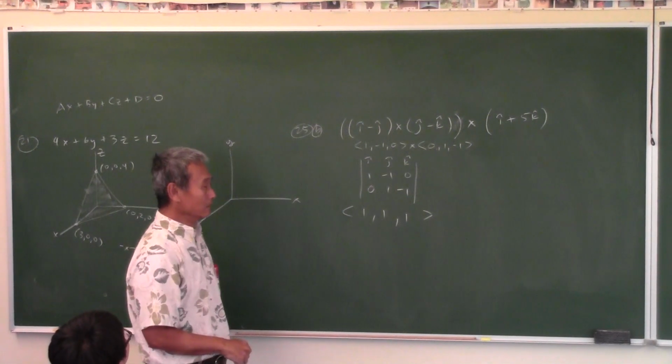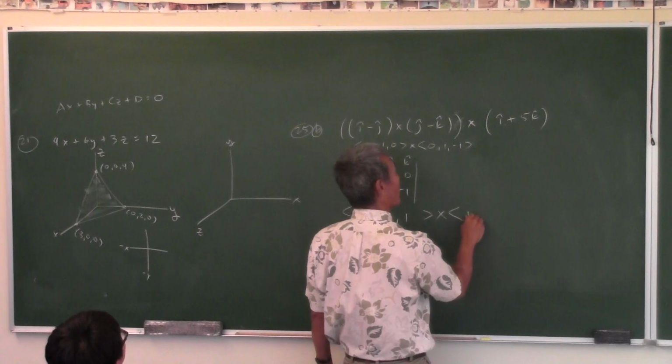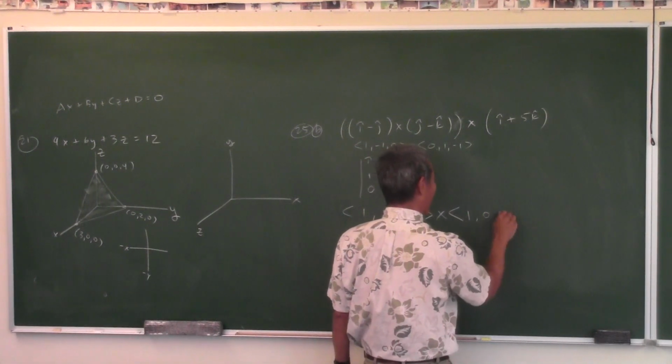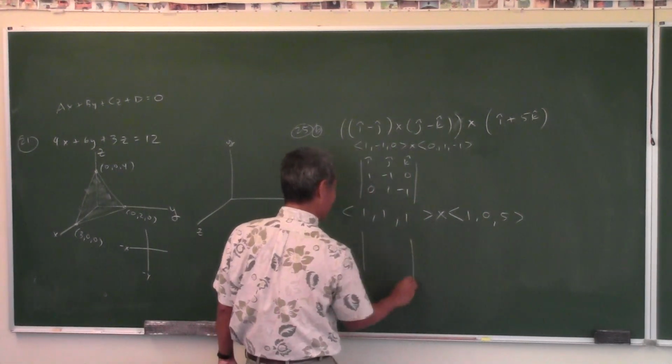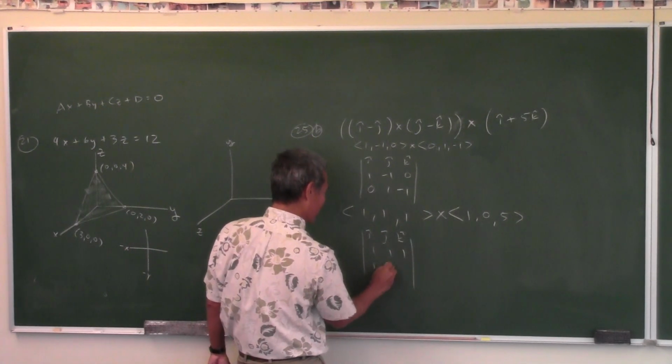Yeah. And then you gotta cross that with this, which I know is 0, 5. So how do you do that? You make a determinant. I, J, K. Put this in: 1, 1, 1, 1, 0, 5.